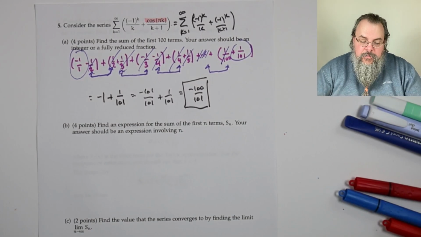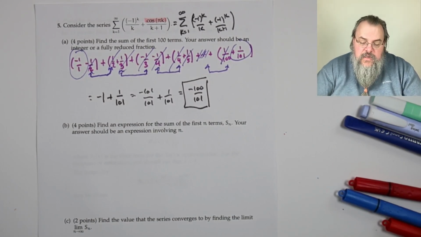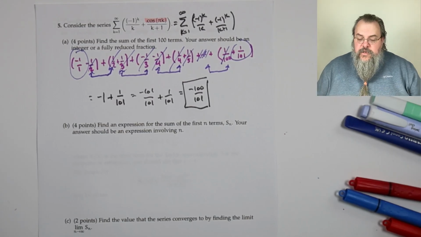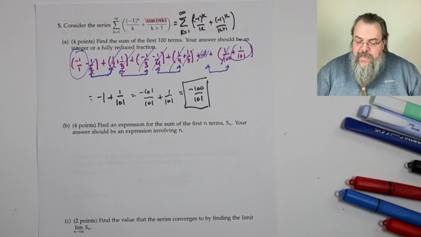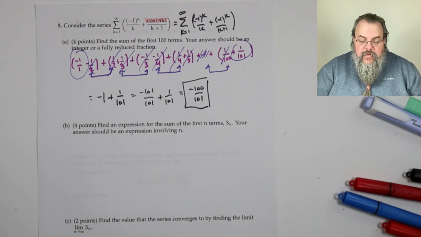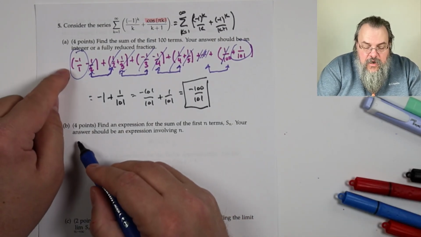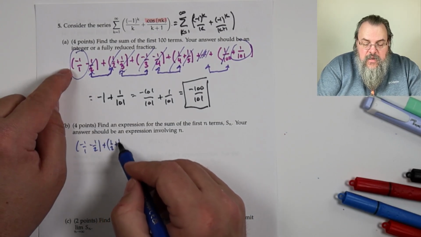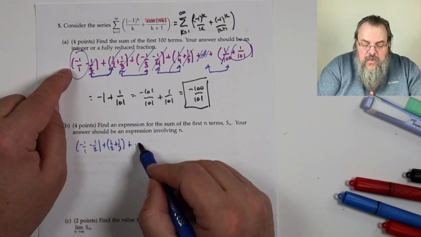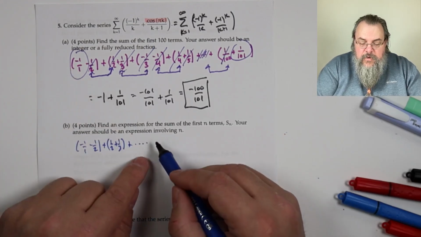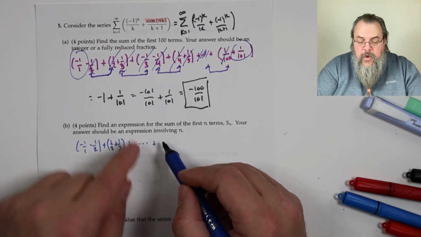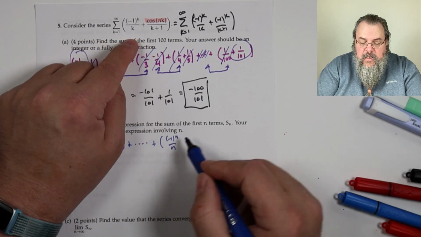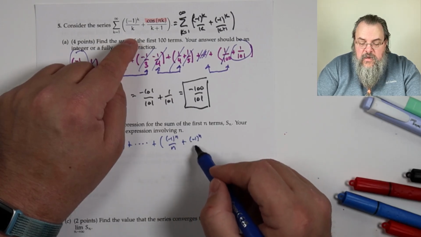Now, part B. Find an expression for the sum of the first n terms. And your answer should be an expression involving n. Well, it's going to be the same thing, right? We're just going to start. And so we'll write down just a little bit here at the beginning. The only thing that changes is where we stop. And we're going to say, well, the first n terms, so we're going to stop when k equals n. So we have minus 1 to the n over n plus another minus 1 to the n over n plus 1.